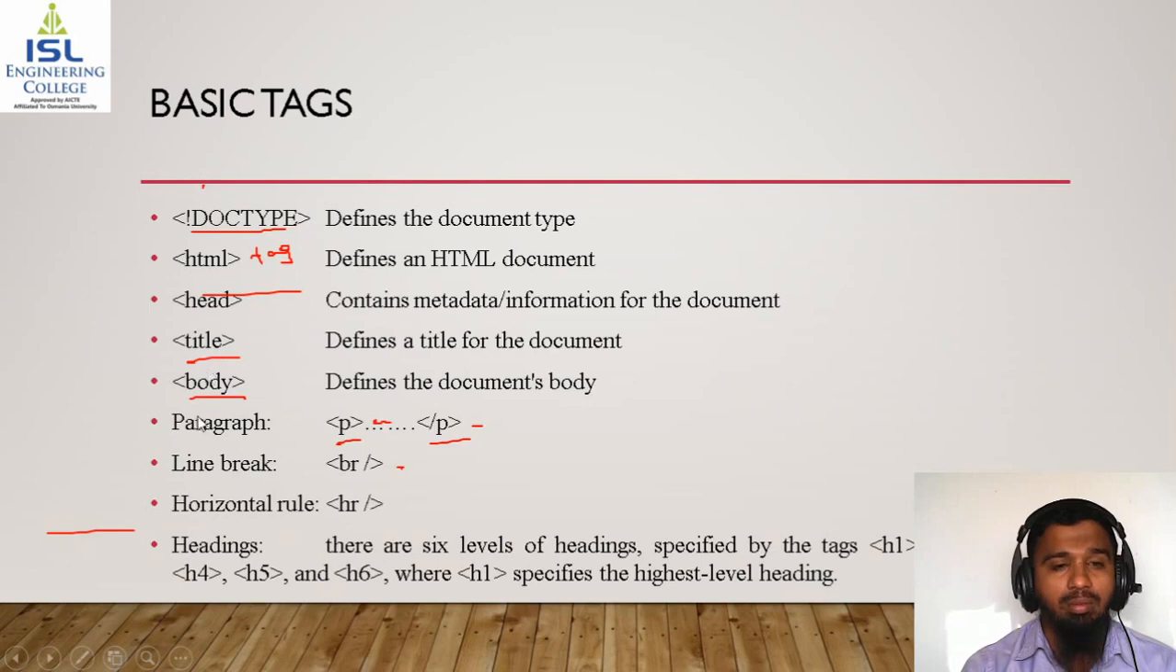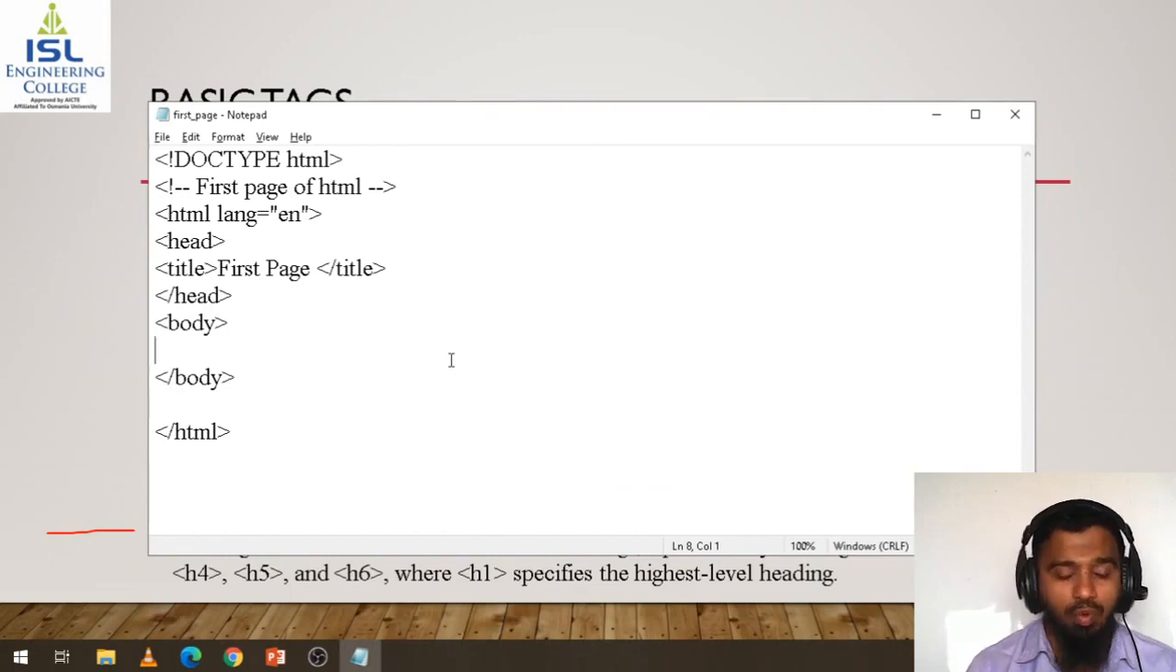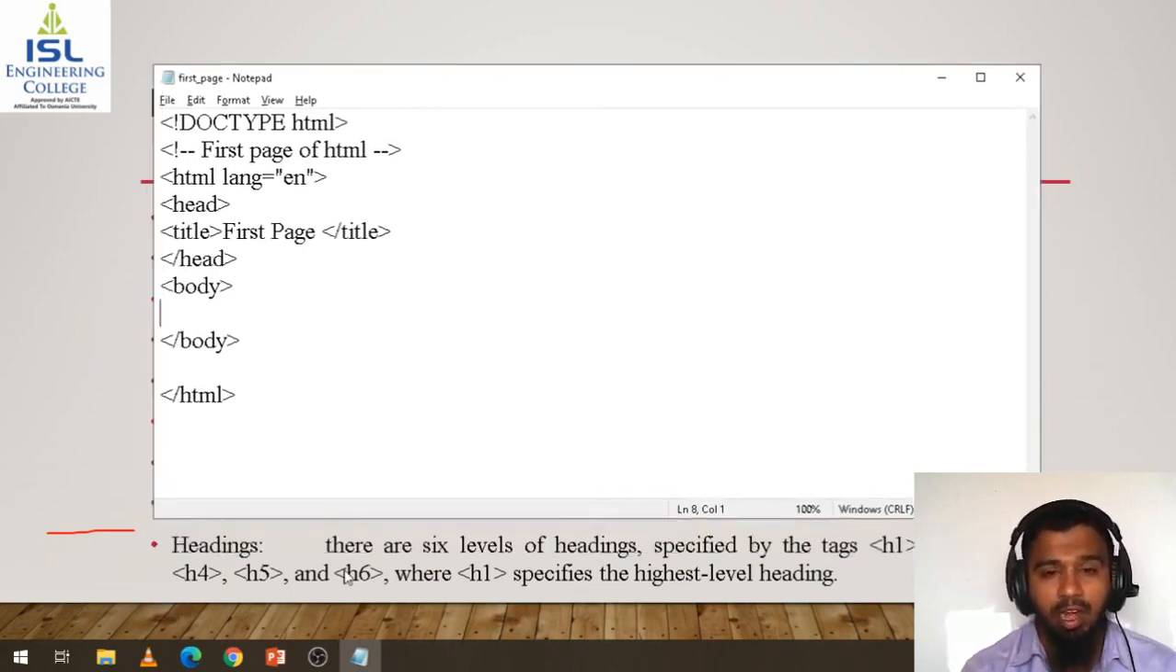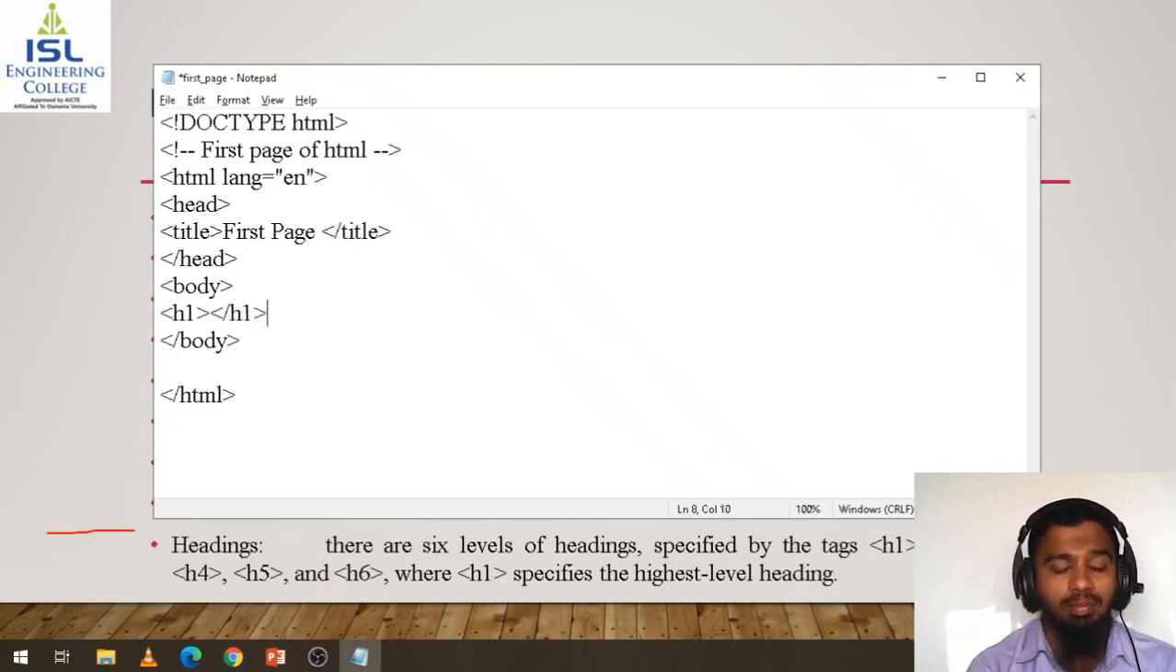So for the basic tags, we will use paragraph. But before going to the paragraph, we will see the heading tag. Let me write H1 opening tag, and there should be a closing tag. Whatever you open, H1, that should be closed. And here I am writing, this is my first page. This is H1. I have modified it here, and I am saving the file.